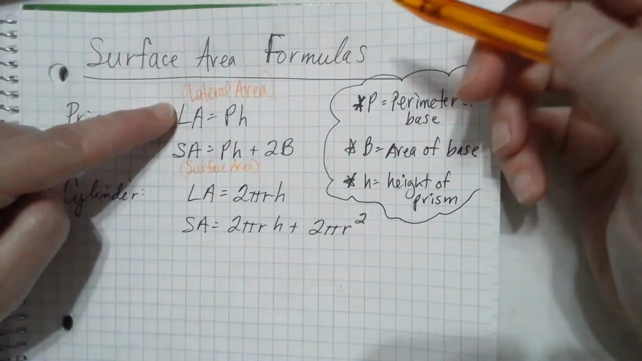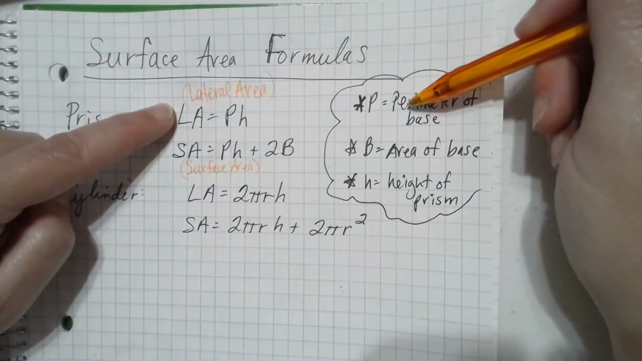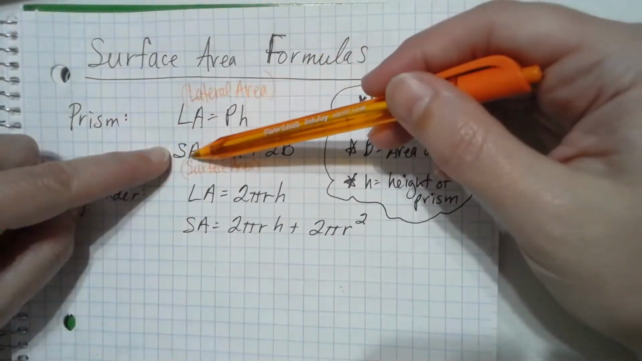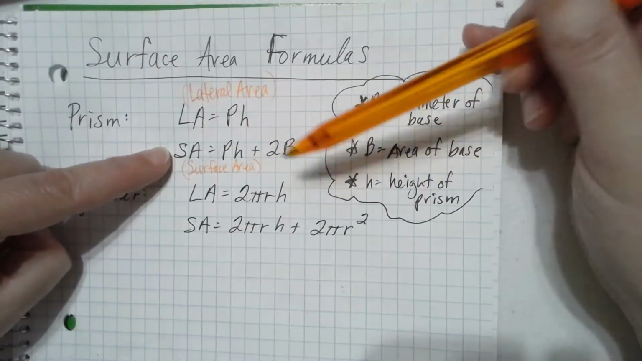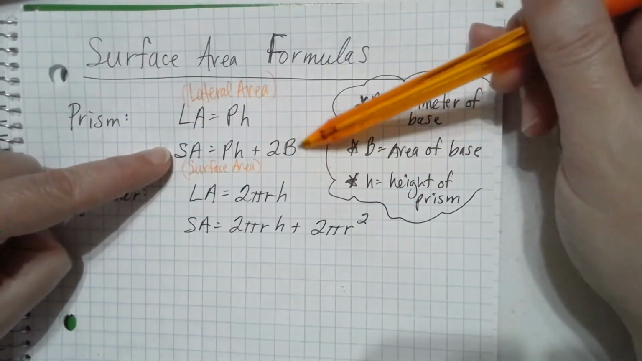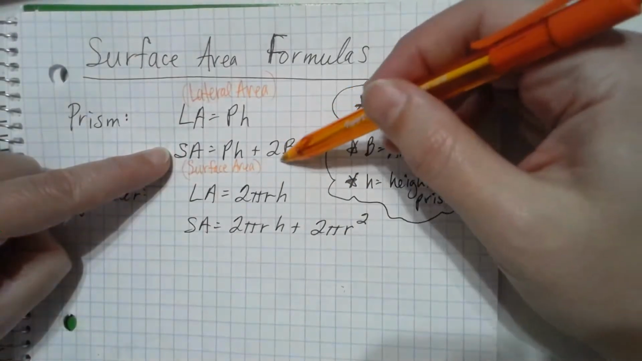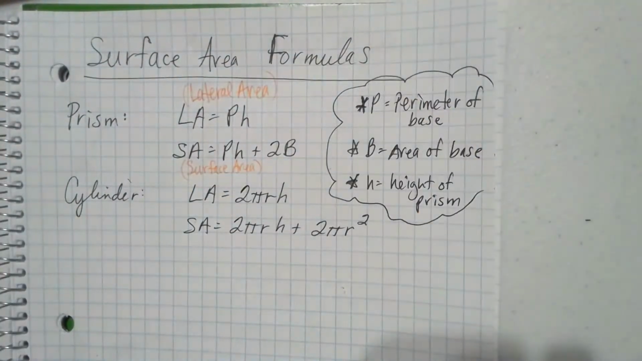So lateral is around the middle. Capital P for perimeter of the base. H for the height of our prism. Surface area is the whole thing. We're going to take that same PH that we just found and add on two capital B. Capital B stands for area of the base. So two areas of the base. And then we'll get into our cylinder formula.